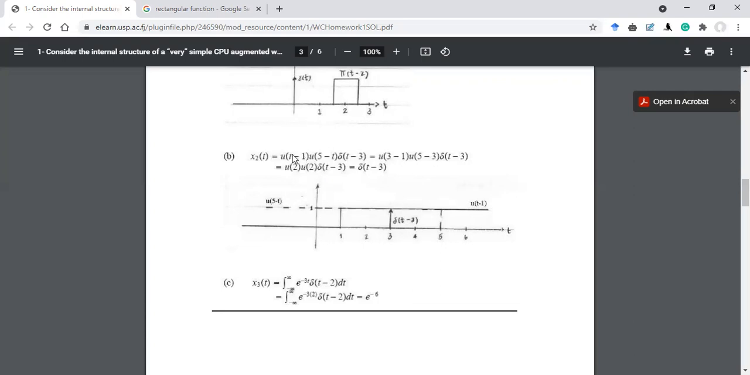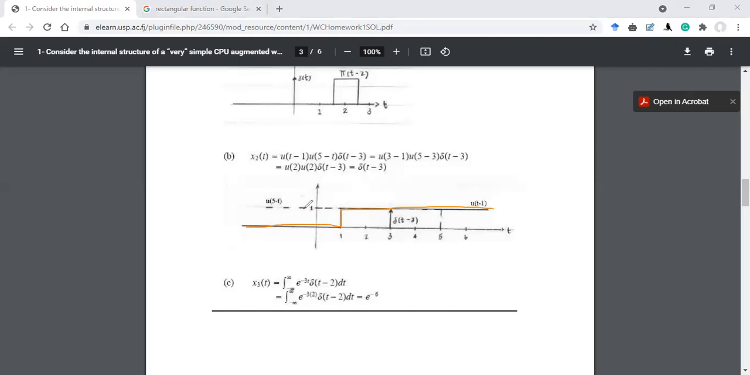So u of t minus 1 indicates that the u of t graph has shifted 1 unit towards the right. So it is going to start here. This is the graph, 1 unit towards the right, with the orange line, and it has an amplitude of 1.